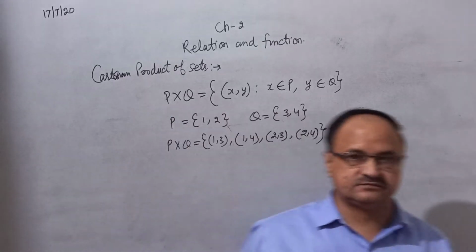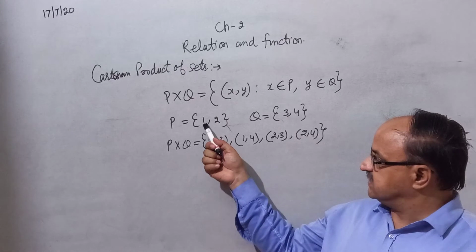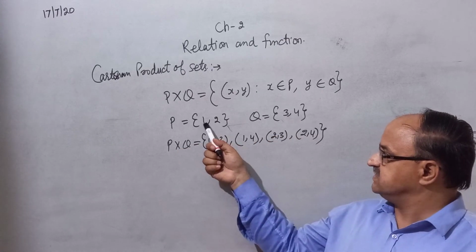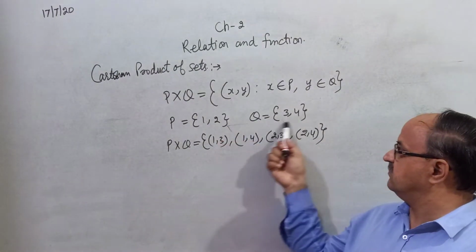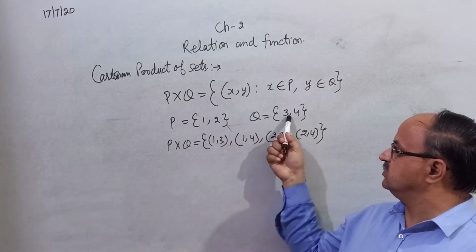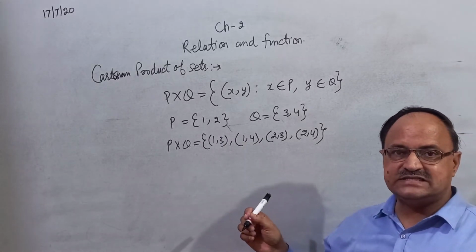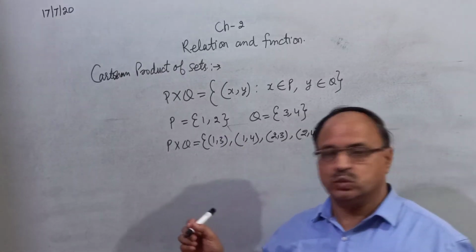Again, check. The first element belongs to the first set and the second element belongs to the second set. That is (1, 3), (1, 4), (2, 3), (2, 4). These are the elements of P cross Q.